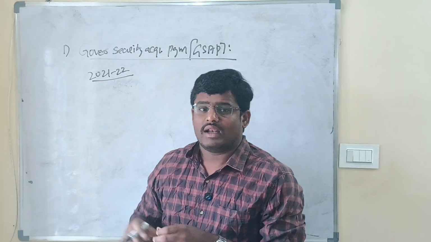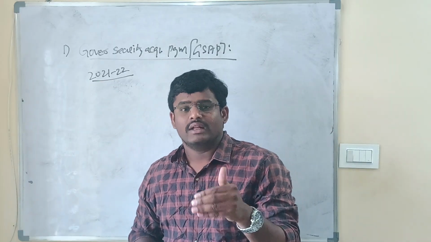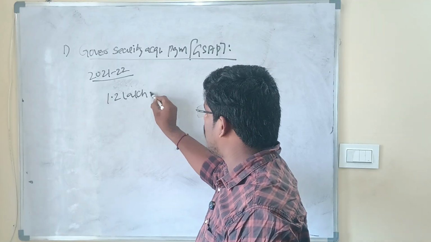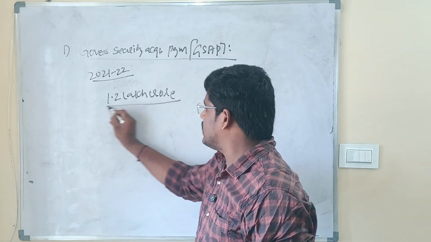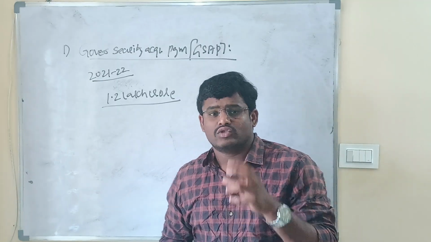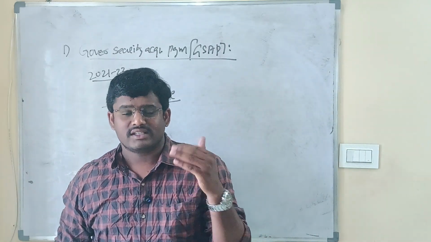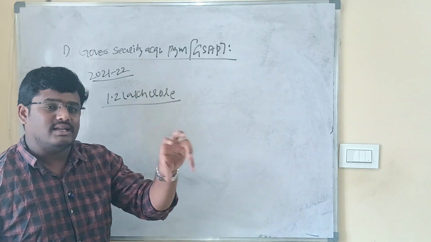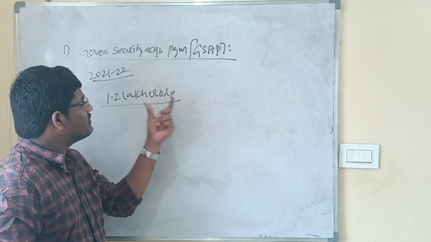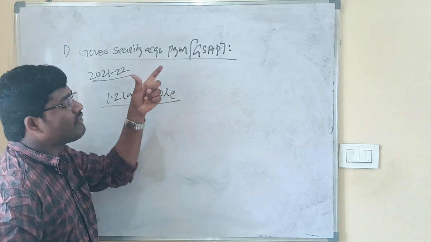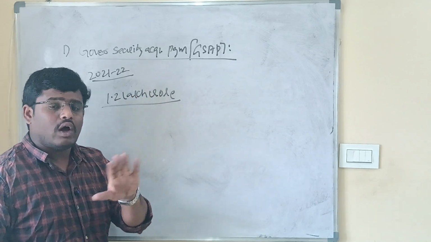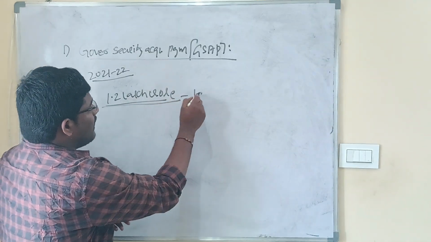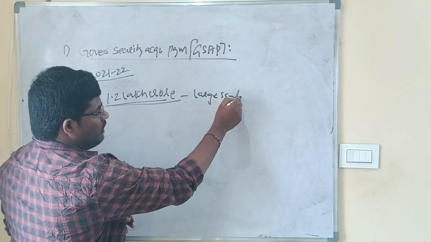Through this program, what RBI has promised is that they are going to purchase 1.2 lakh crore worth of government securities from the banks. That is the point. So in the government security acquisition program, launched in 2021-22, RBI promised to purchase 1.2 lakh crore worth of government securities from the banks. Now, it is significant in such a way. On one hand, it is a large scale purchase of government securities.